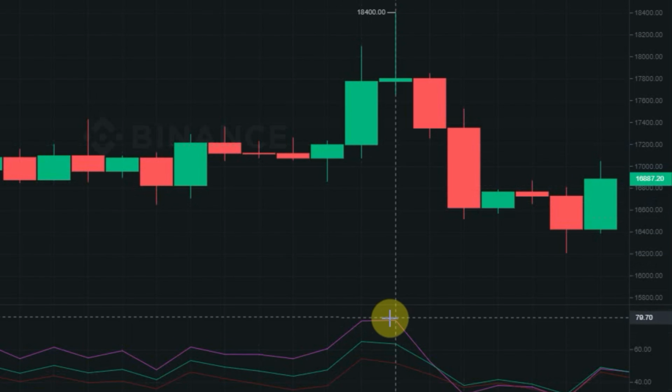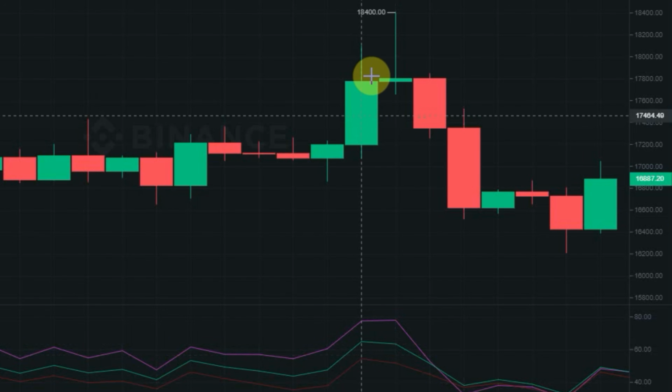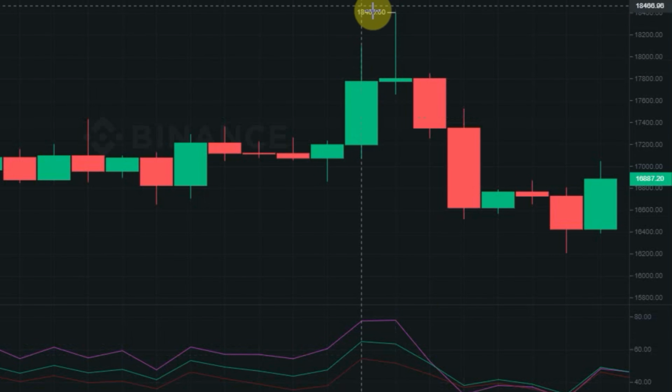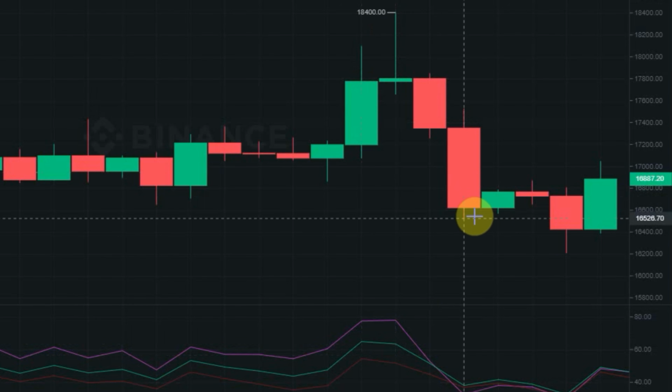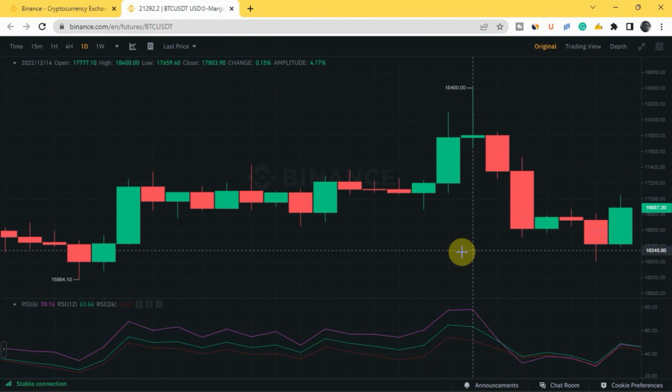And you can see that from this point, the price came down. So you can see from the chart, from this point, it came down from about 18,000 to about 15,000. So this is how you can use the RSI indicator. So this is the simple way for you to use these two indicators.